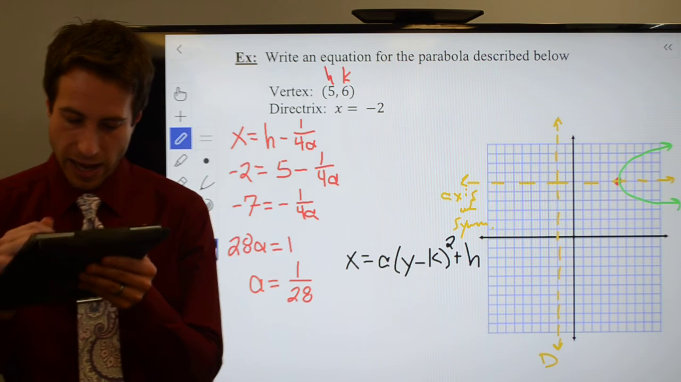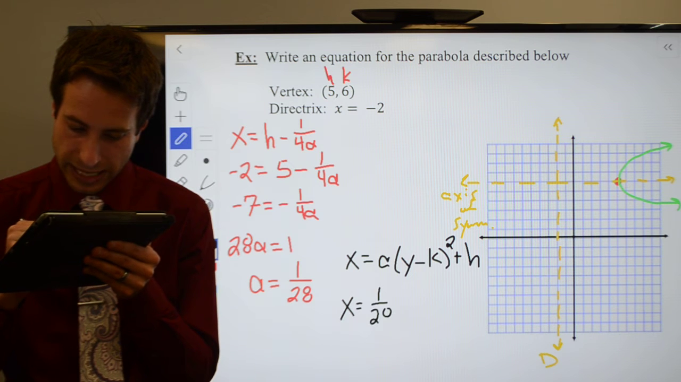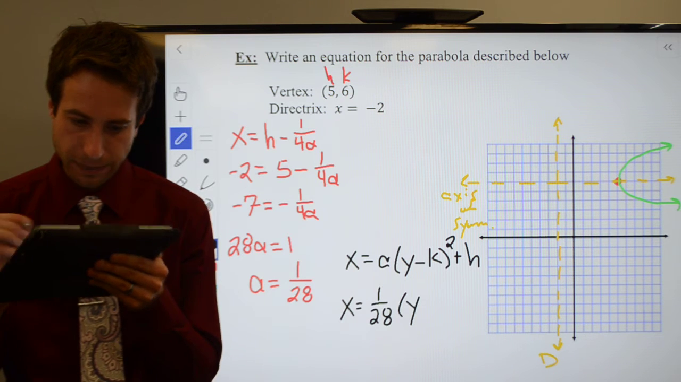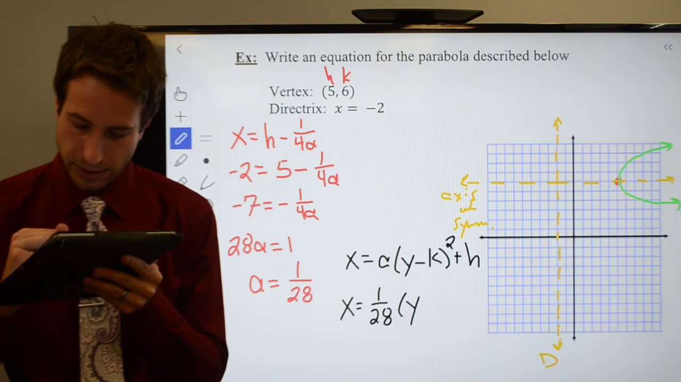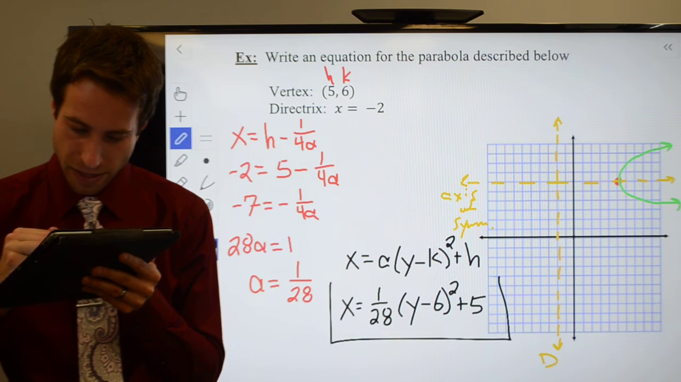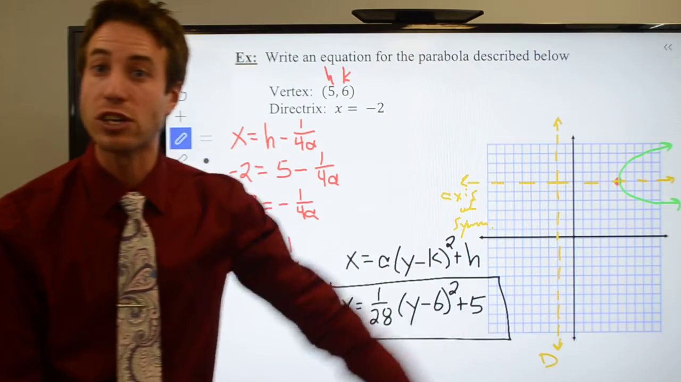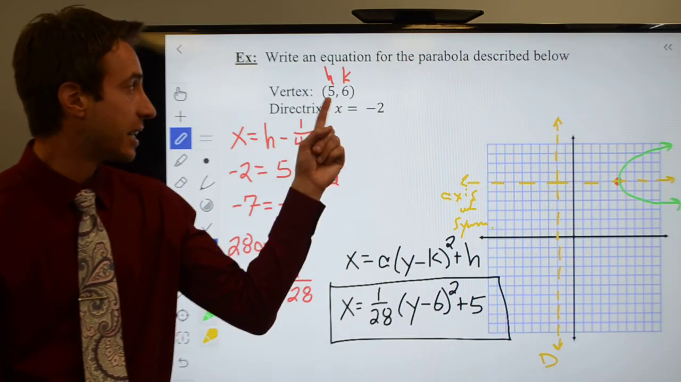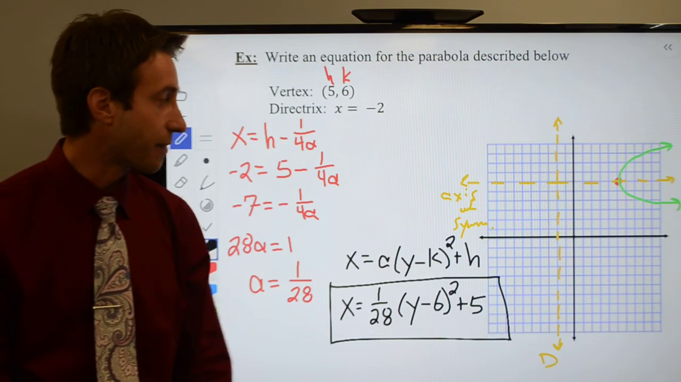Plug everything in, and you're all done. x is equal to 1/28 times (y minus 6) squared, since k is 6, and h is 5, so plus 5. And there you go. That is your equation in vertex form for this horizontally oriented parabola that has a vertex of (5, 6) and a directrix at x equals -2. It's that formula right there.